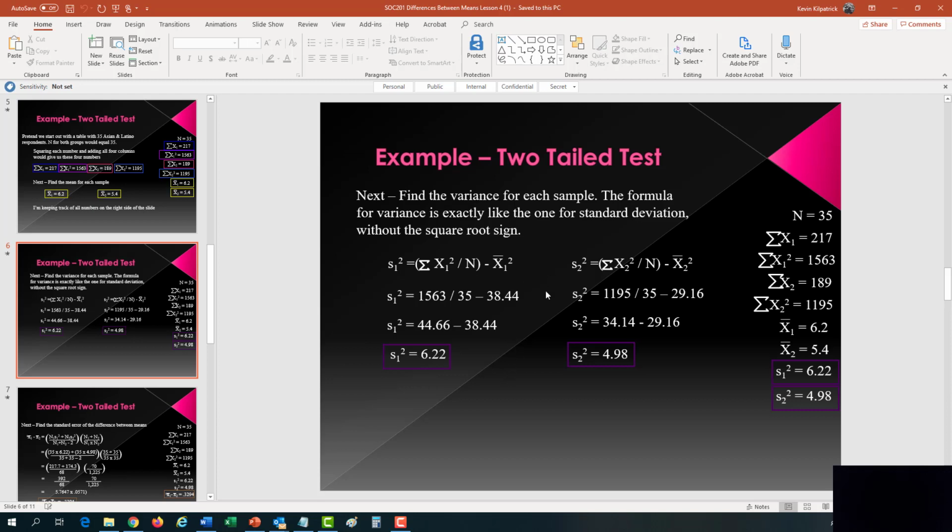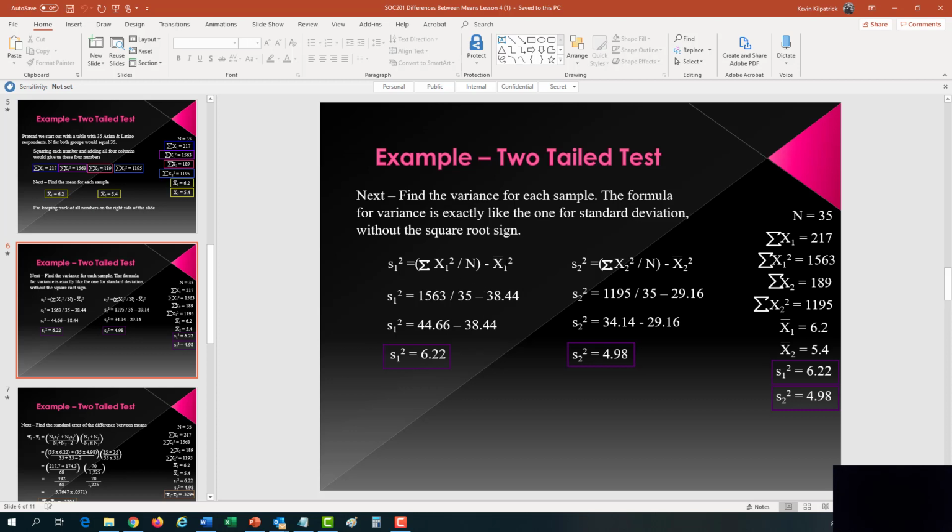The formula for the variance is exactly like the one for standard deviation. You did that 2 weeks ago. It was the sum of the squared values divided by the n, minus the mean squared. The only difference in standard deviation is that you had a square root sign over this. When you calculate variance, there is no square root sign, but the formula is identical: sum of the squared values divided by n, and from that number you subtract the mean squared.